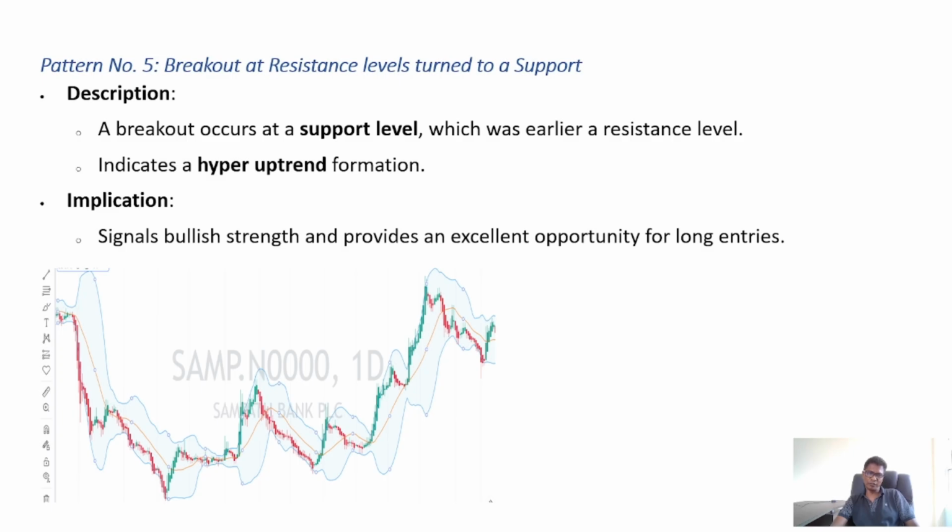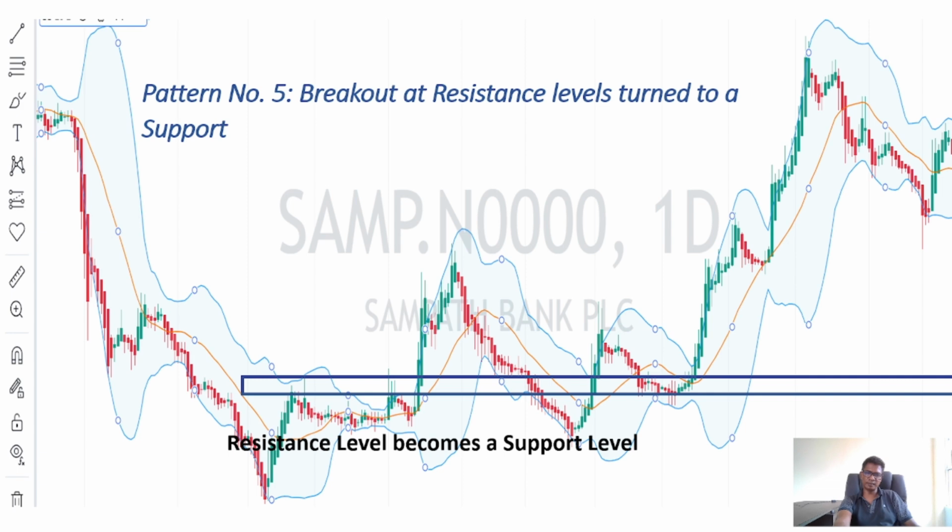One by one, we have come to the 5th. Breakout at resistance level turned to a support. A breakout occurs at a support level, which was earlier a resistance level. If in this time expansion occurred, you can definitely see a hyper uptrend. Now in this chart I have brought to you, you can easily see that this level is a resistance. Now it converts to a support here. See what has happened.